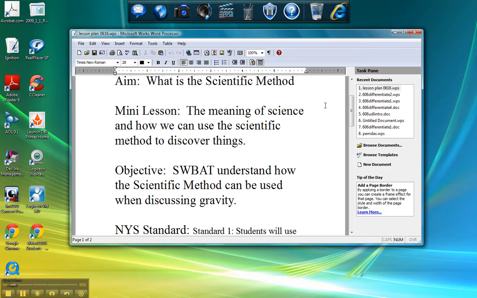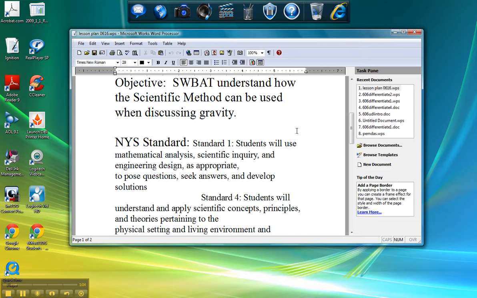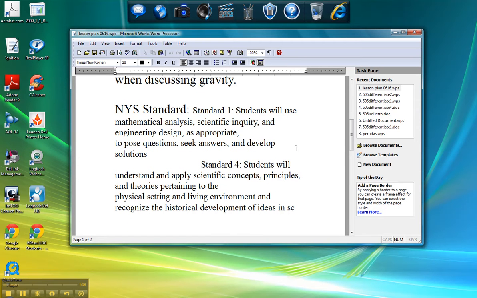Gravity. No, this is not English, this is science, and I seem to have a vocabulary problem today. Anyway, let's continue.